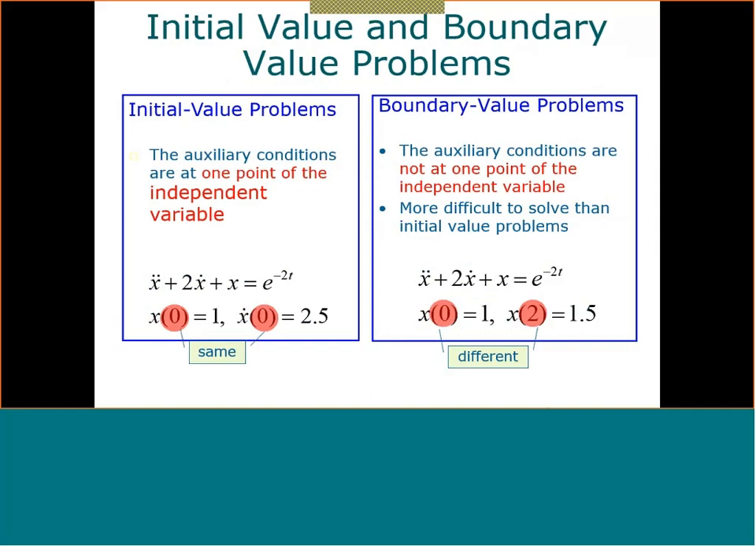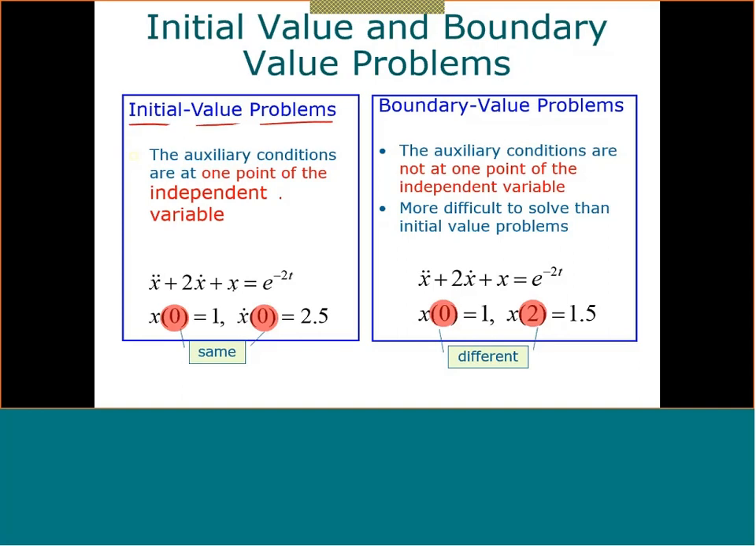There are two different ways of giving you the initial conditions, and based on the information we give you, we have two different types of problem. The first one is called the initial value problem. And here, you will see that you have the initial conditions defined at one point of the independent variable.